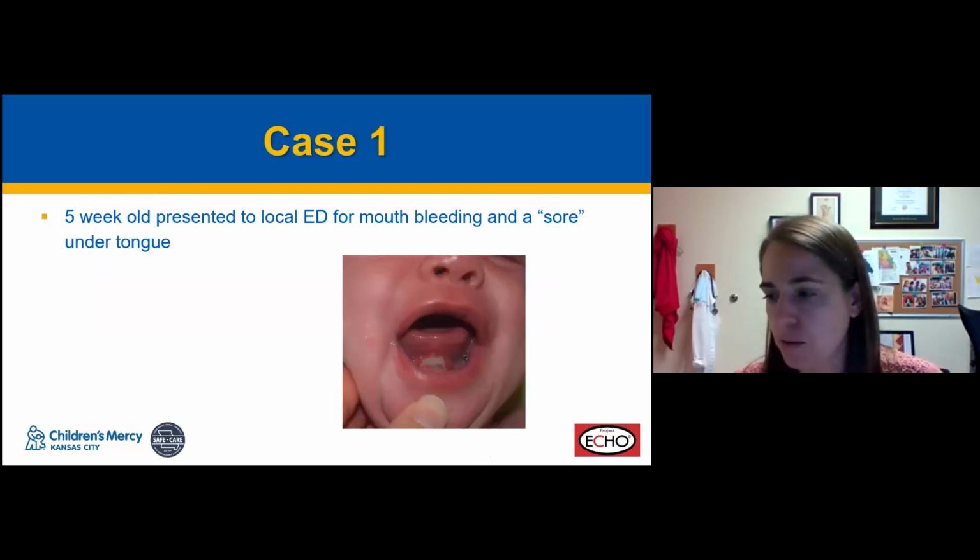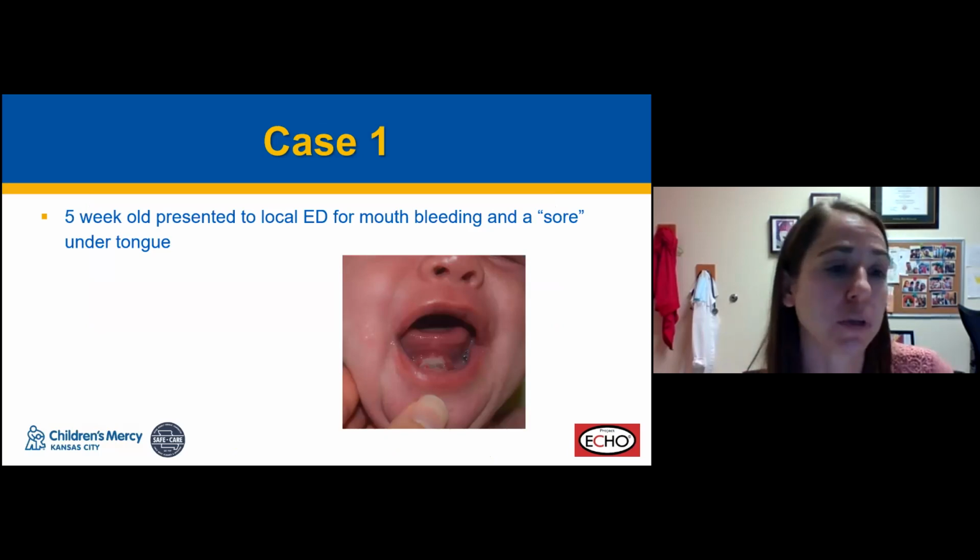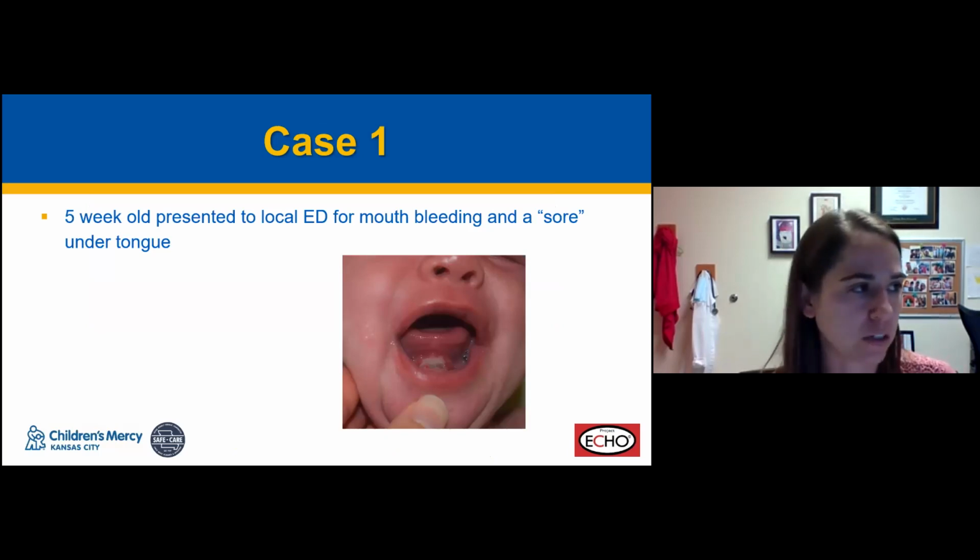So I think we have time, I have a couple case examples where we can apply this 10-4 FACESp rule. So this case is a 5-week-old. He was presenting to a local ER for mouth bleeding and a sore under the tongue. The parents said dad was feeding the baby a bottle and just noticed some blood on the tip of the bottle. They deny any trauma.